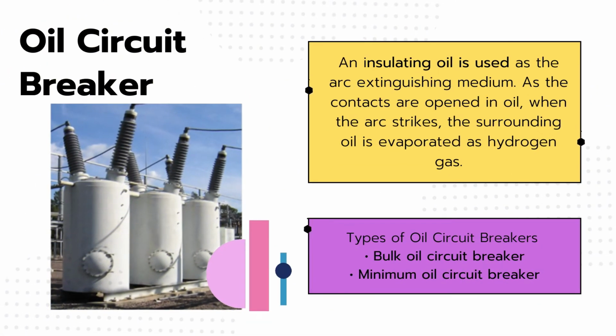Oil circuit breaker. In oil circuit breakers, an insulating oil is used as the arc extinguishing medium. As the contacts are opened in oil, when the arc strikes, the surrounding oil is evaporated as hydrogen gas. The hydrogen gas bubble will surround the arc region. Hydrogen gas, due to its thermal conductivity, cools the arc and also deionizes the medium. The different types of circuit breakers in oil type are bulk oil circuit breaker and minimum oil circuit breaker.